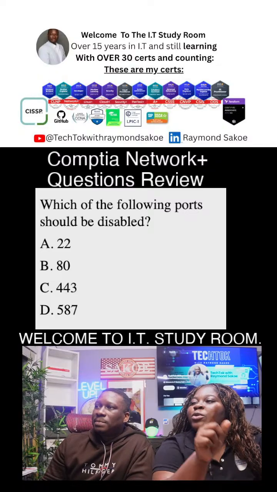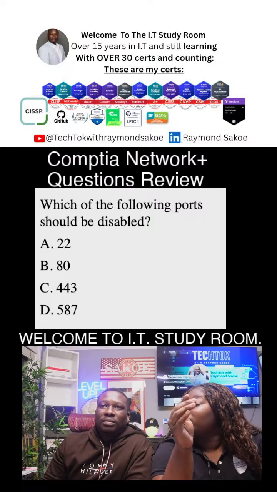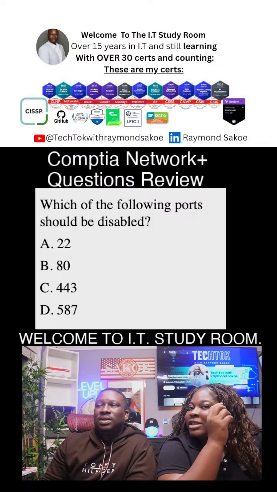So if you were to rephrase this question for the rest of us, which of the following ports should be disabled? So which of the following ports is not secured? Yeah, it's not secured and should be disabled.